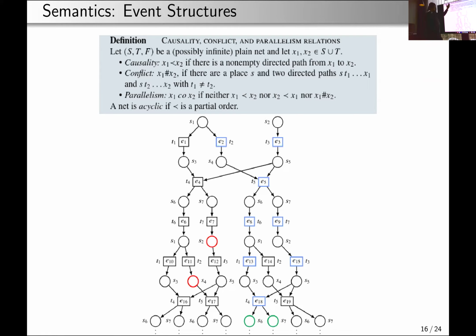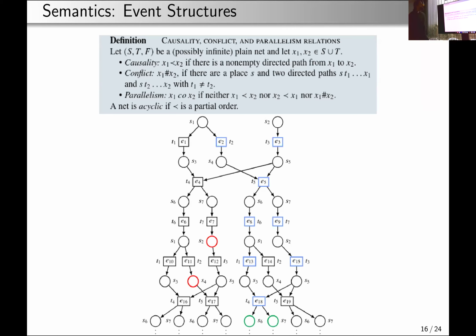And what you obtain after keeping these relations and erasing the places is exactly just an event structure. I didn't give the formal definition here, but it's a set of events, a causality relation, and a conflict relation. And that's it. In this case, if you add the labeling, you get all the information you need on the system.